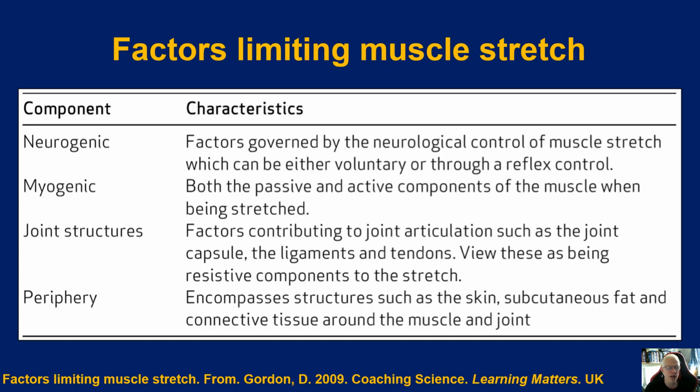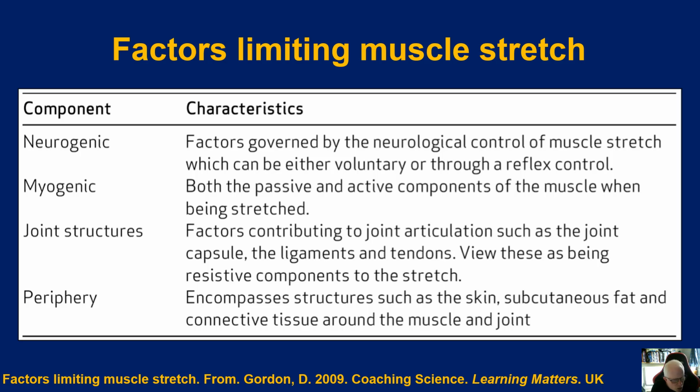Now, when we think about the articulation of a joint, we recognize that there are a number of factors which limit muscle stretch, the ability of the muscle to elongate, and therefore the ability for the joint to articulate. There are four components here, taken from this reference in a textbook that I put together on coaching science. They are neurogenic, myogenic, the joint structures, and the periphery. The neurogenic are those neurological factors, either through the stretch reflex or voluntary control. These are related to our proprioceptors that we've already been referring to.